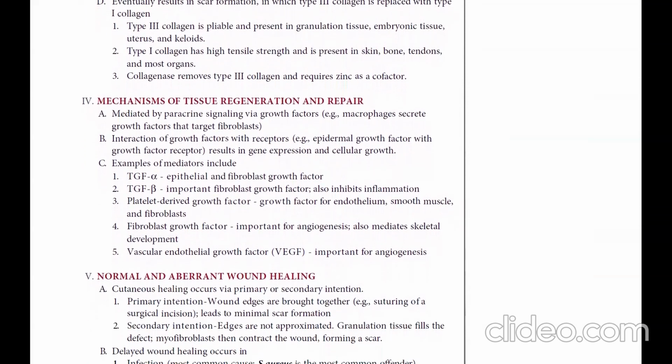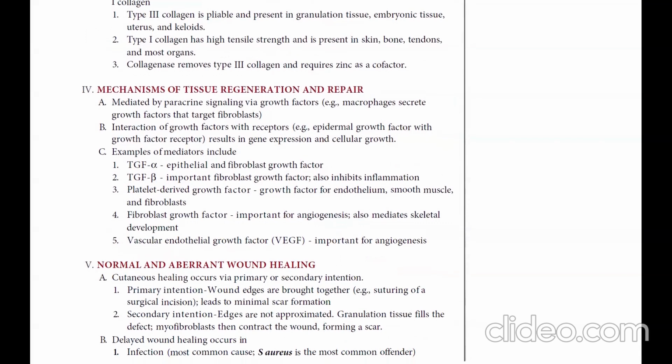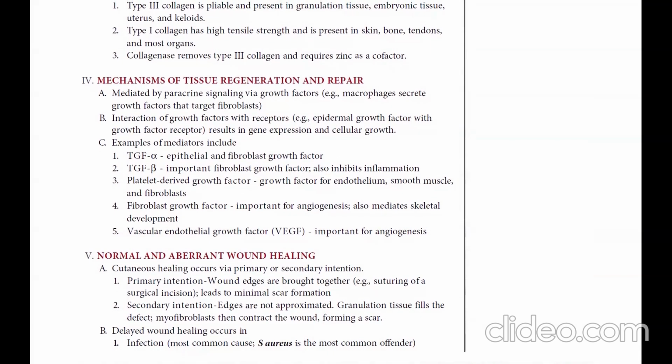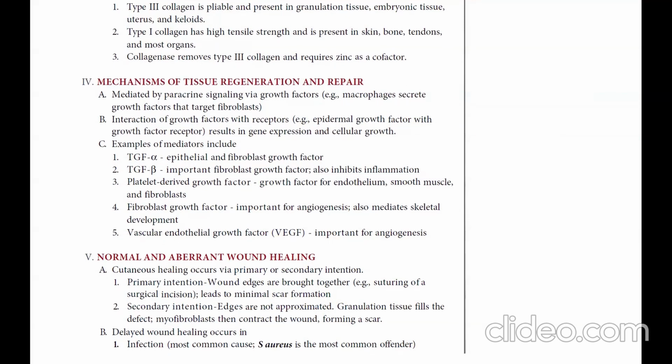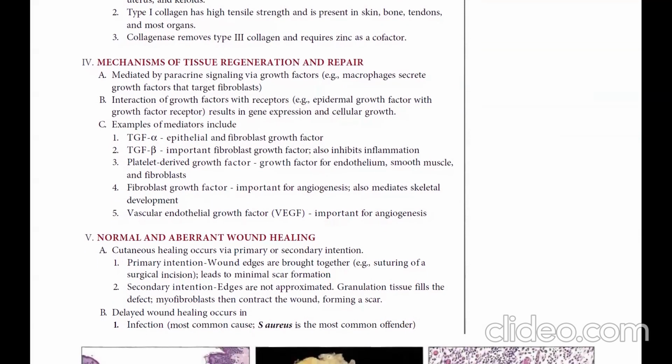The mechanism of tissue regeneration and repair is mediated by paracrine signaling via growth factors. For example, macrophages secrete growth factors that target fibroblasts. Interaction of a growth factor with its receptor, as with epidermal growth factor and its receptor, results in gene expression and cellular growth. Examples of mediators include transforming growth factor alpha, epidermal growth factor, and fibroblast growth factor.